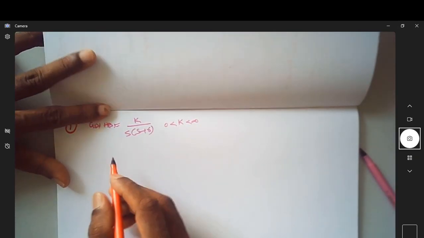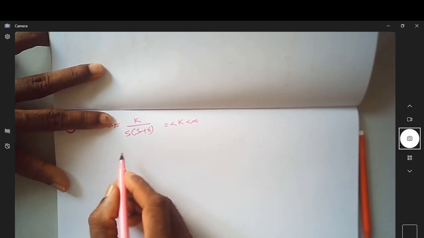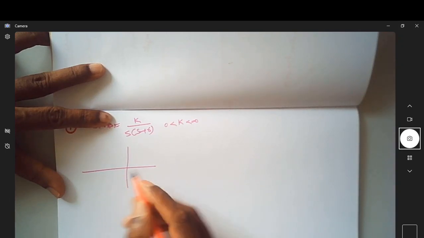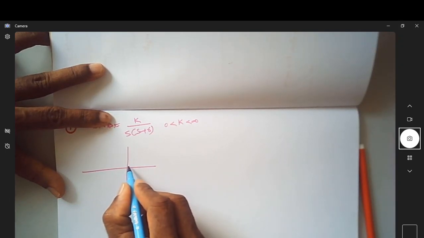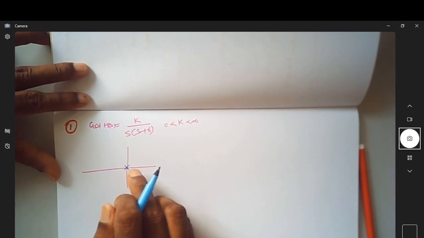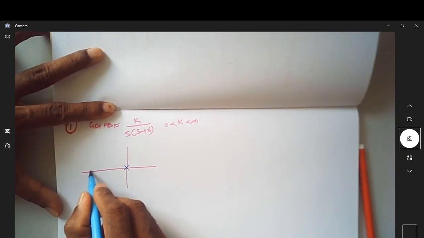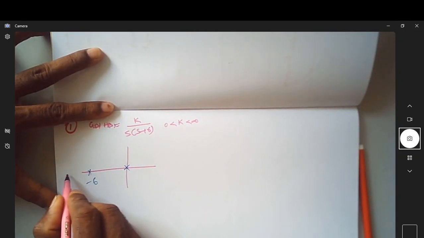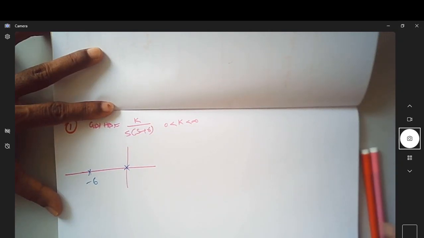First and foremost, I have to write the S-plane representation of these poles and zeros. So now let me write the open loop pole positions. One of them is at the origin and the other one is at -6. So now this is my pole representation on the S-plane.